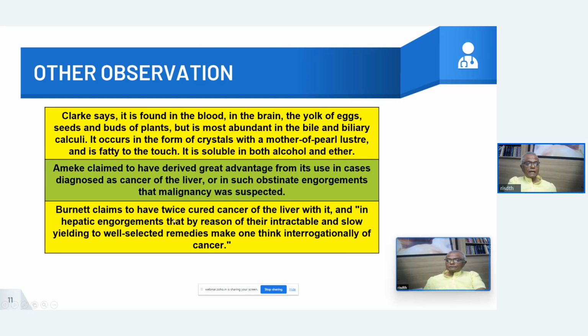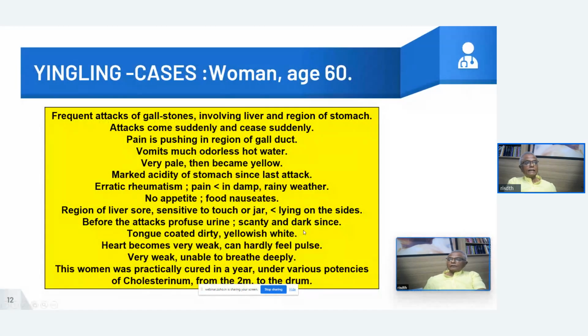Burnett claims to have twice cured cancer of the liver with it, in a hepatic engorgement that is by region intractable and slow yielding to well-selected remedy, which makes one think interrogatively of cancer. Now, this is a case report by English.